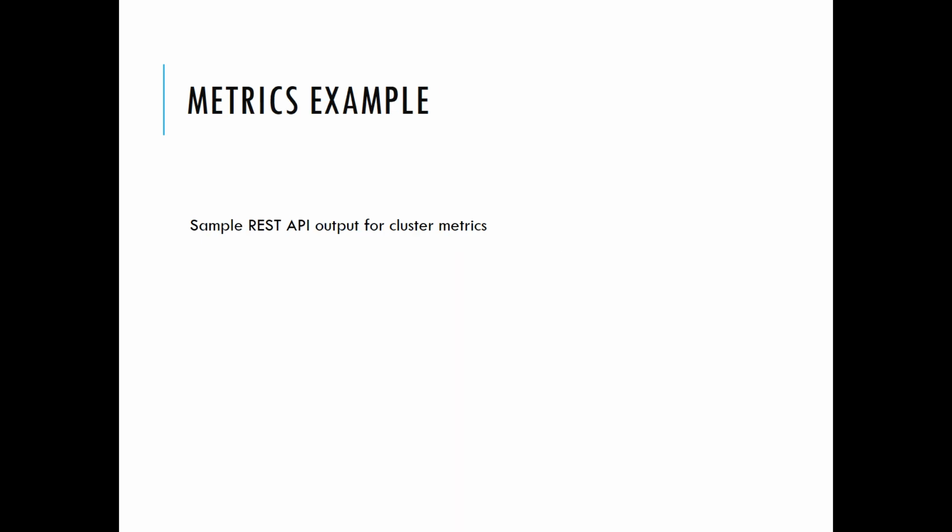This slide shows a sample JSON output from the RM's metrics API. You can see real-time data points like available memory in the cluster, the number of active nodes, the number of submitted and running applications, and the total number of virtual cores in use. Integrating this data into monitoring dashboards like Grafana provides a real-time view of cluster health and performance.